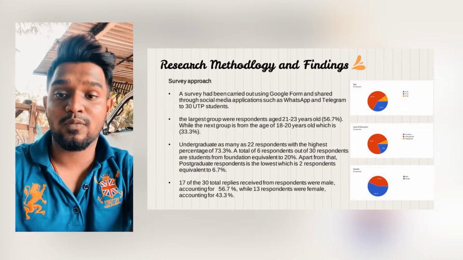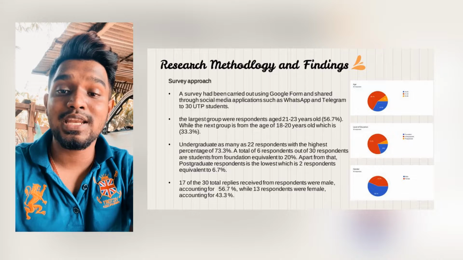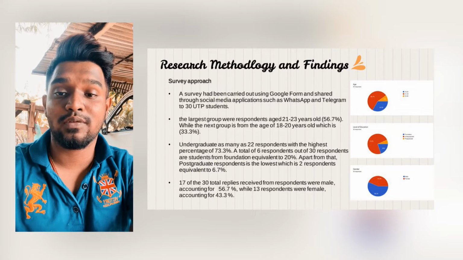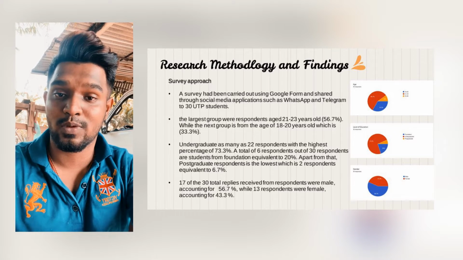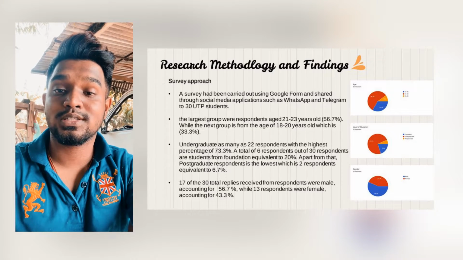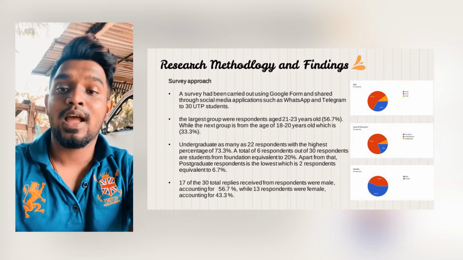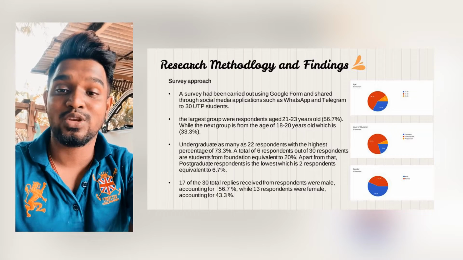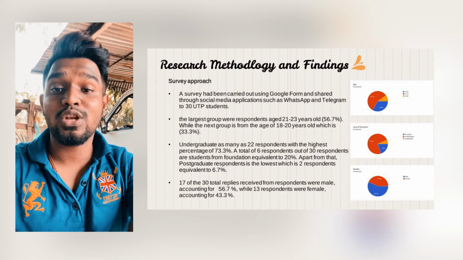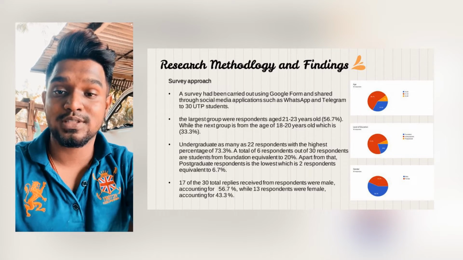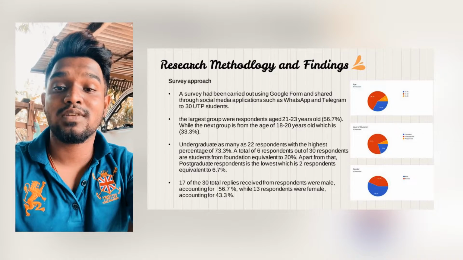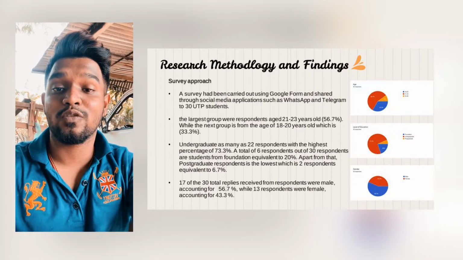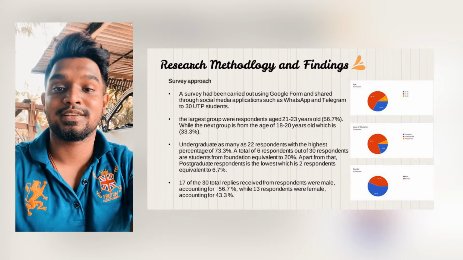From the second chart, we can see the highest number is undergraduates, as many as 22 respondents, with the highest percentage of 73.3%, and also a total of 6 respondents from foundation, 20%. Apart from that, postgraduate respondents are the lowest, which is 2 respondents, equivalent to 6.7%. According to the gender distribution in the third chart, 17 respondents were male, which is 56.7%, while 13 respondents were female, 43.3%.